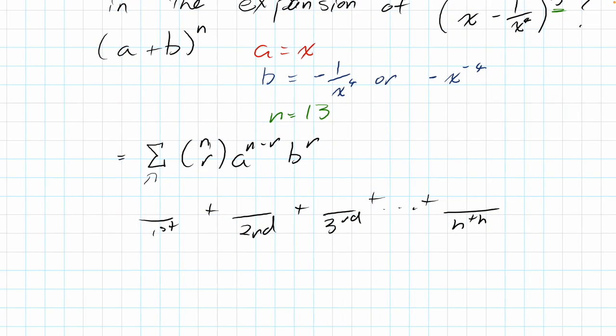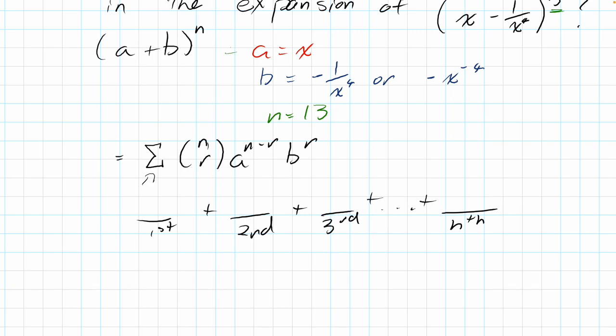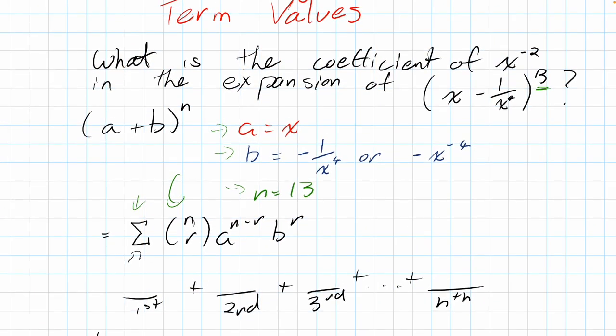So what we can start to do is plug in. We have an a, we have a b, and we have an n. Let's put it into this general formula. We don't need the summation part for this, so I'm going to leave it out at the moment and leave it as a term value. I think you guys have written it like this, r plus 1, right? Yeah, so we'll say we're looking for a specific term value. And it turns out we are looking for a very specific term value, the term where it's x to the power of negative 2.